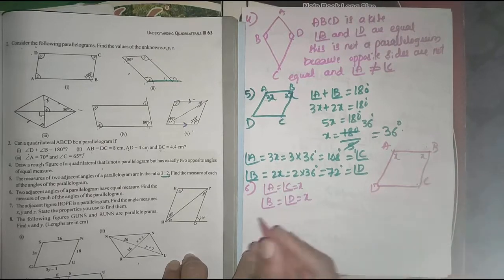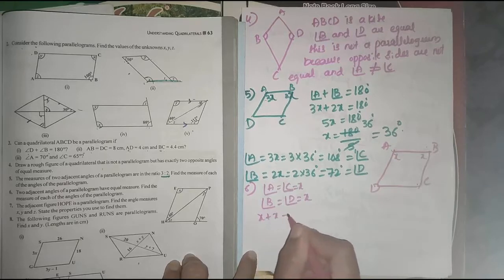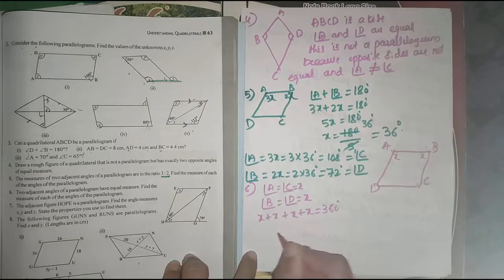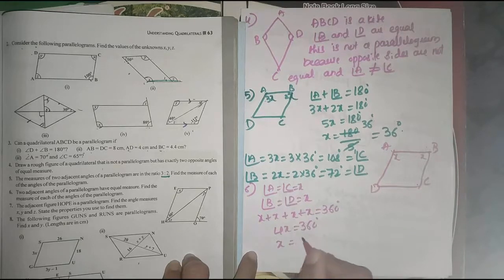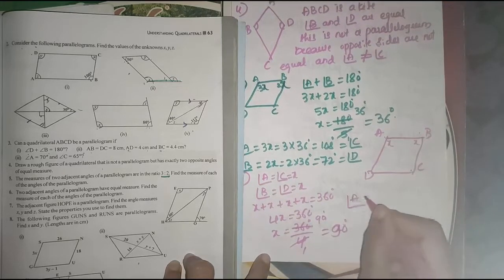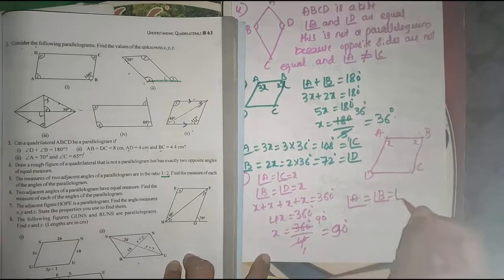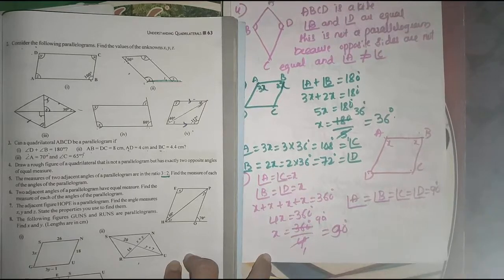The sum of all four angles, x plus x plus x plus x, is 360 degrees. So 4x equals 360. Then x equals 360 divided by 4, which is 90. Here each angle equals 90 degrees. Angle A equals angle B equals angle C equals angle D, each angle equals 90 degrees.